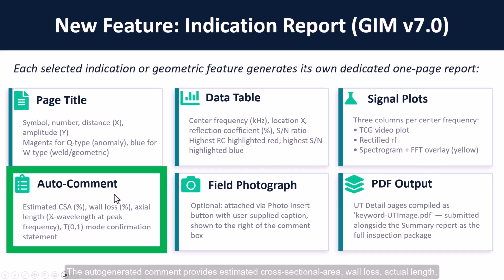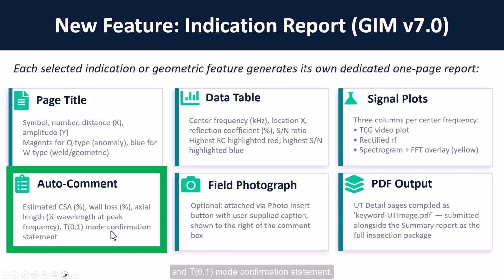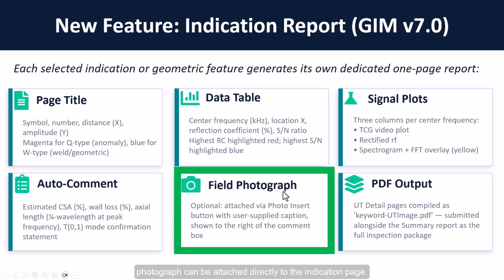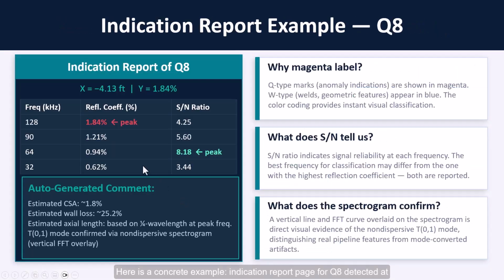The auto-generated comment provides estimated cross-sectional area, wall loss, axial length, and the T01 mode confirmation statement. The analyst can edit this comment. An optional field photograph can be attached directly to the indication page. Here is a concrete example. Indication report page for Q8 detected at minus 4.13 feet with a maximum reflection coefficient of 1.84% at 128 kHz.